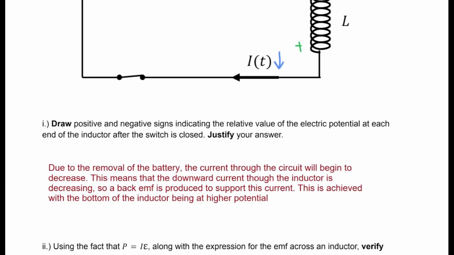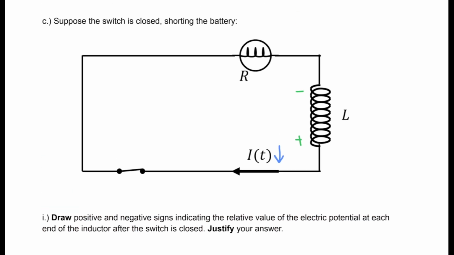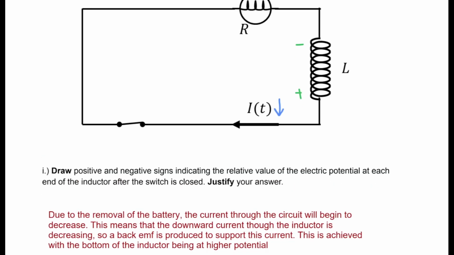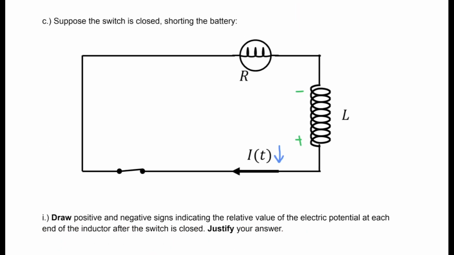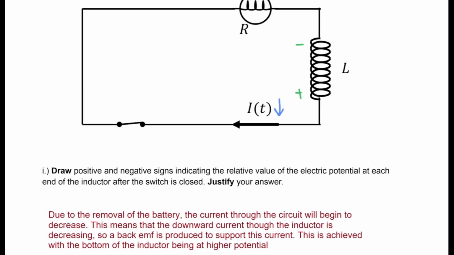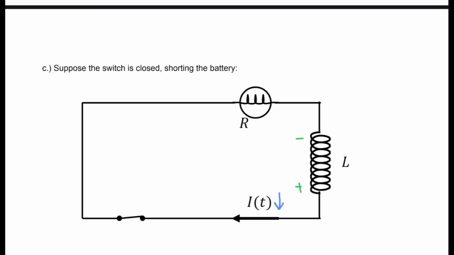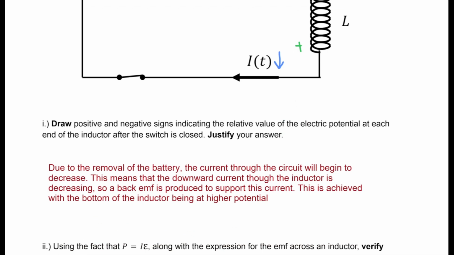Due to the battery's removal, the current will begin to decrease. So this needs a downward current through an inductor that it's attempting to restore. So the bottom end has to be on lower potential. Or sorry, the top end of the inductor is at lower potential. Which is opposite of what the explanation says. This is top. No, I lied. Okay.